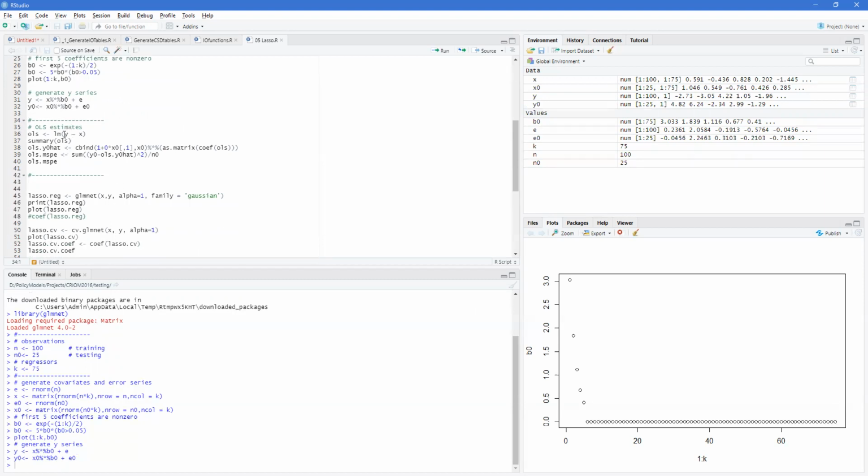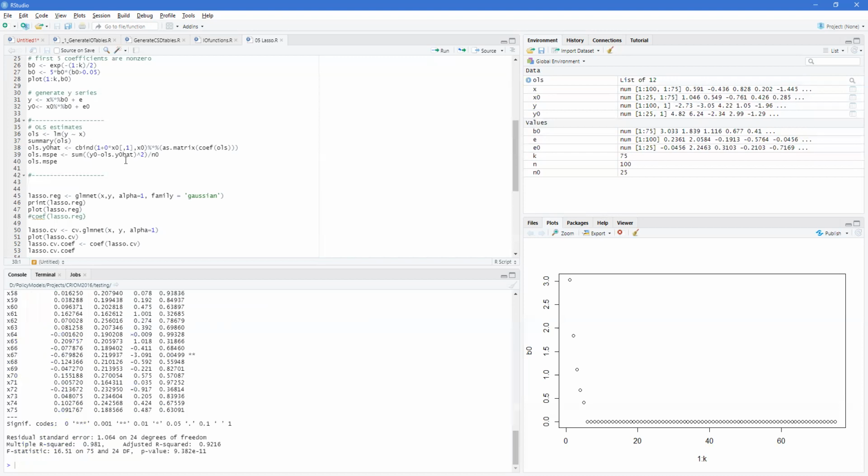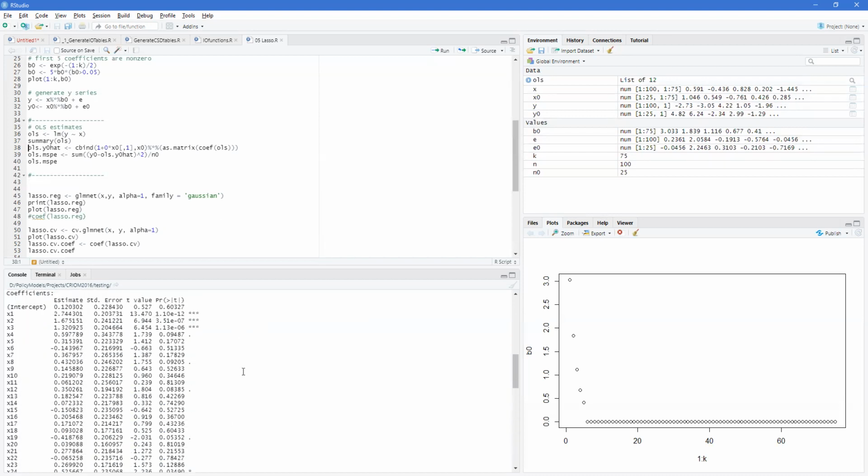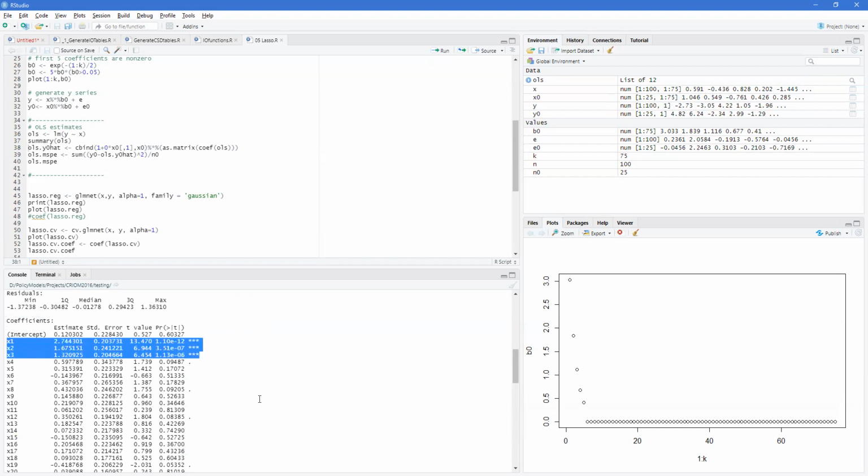And if this was OLS, we'd just regress Y on X, and we can get a summary of this, and we can see that we get lots and lots of variables. The first 2 or 3 are actually significant, but we know that we should have 5 based on what we see in the graph here. So we should actually be seeing 1 through 5. All these covariates, the 6 through 75, might be interfering with our ability to get that back.